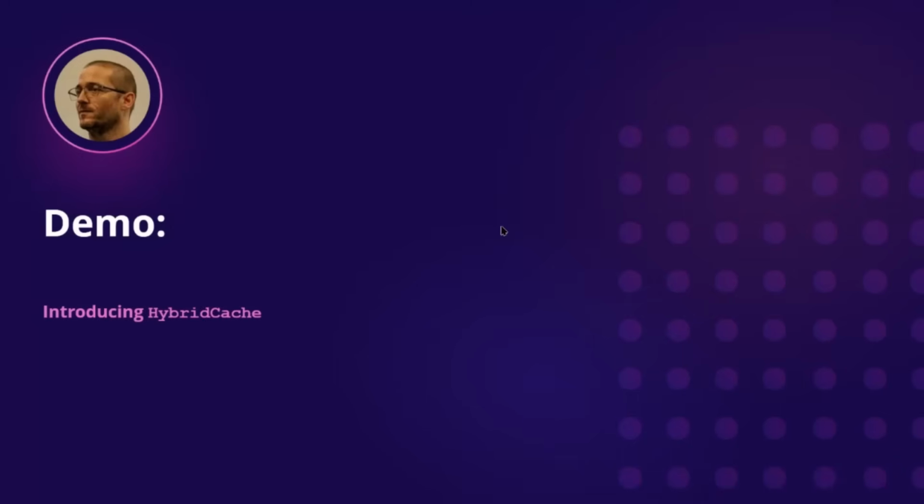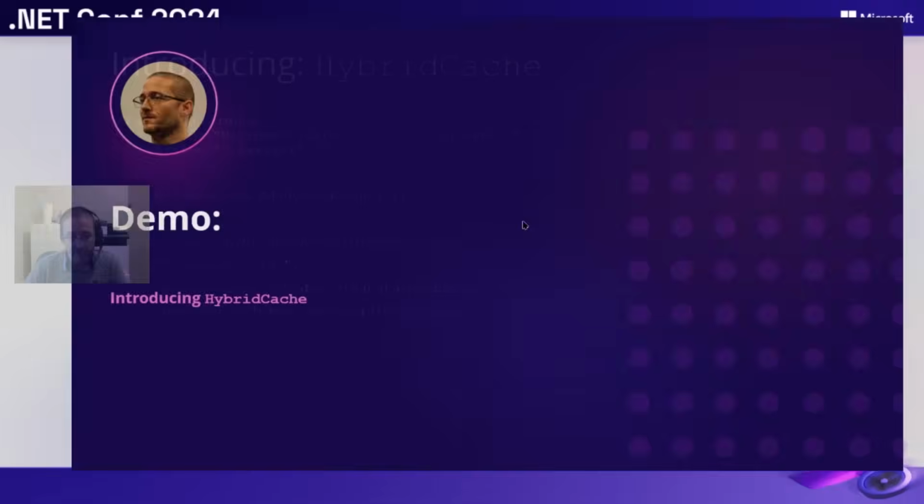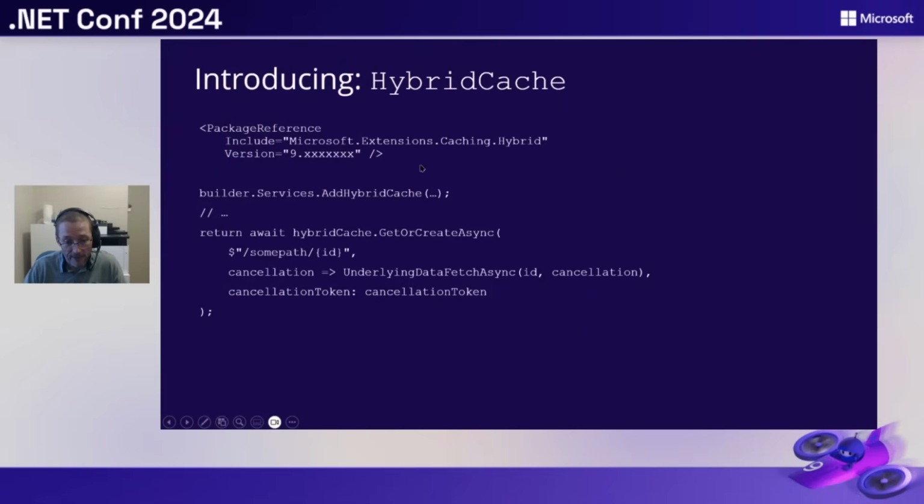So if you have types that might work better with protobuf or XML or any other serializer, we can configure all of that. So again, really, really easy to set up. We just add in the HybridCache package, call add HybridCache, and then most of the work is just hidden behind this get or create async method, making it really, really simple to get all of the right behavior by default.